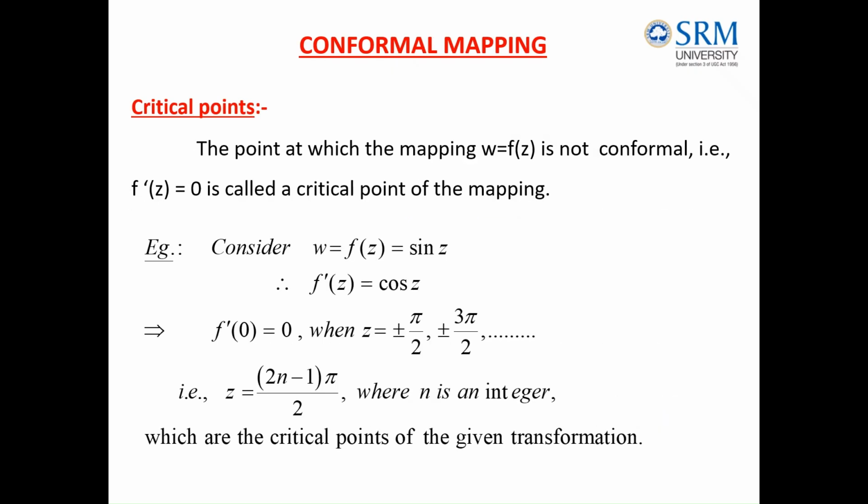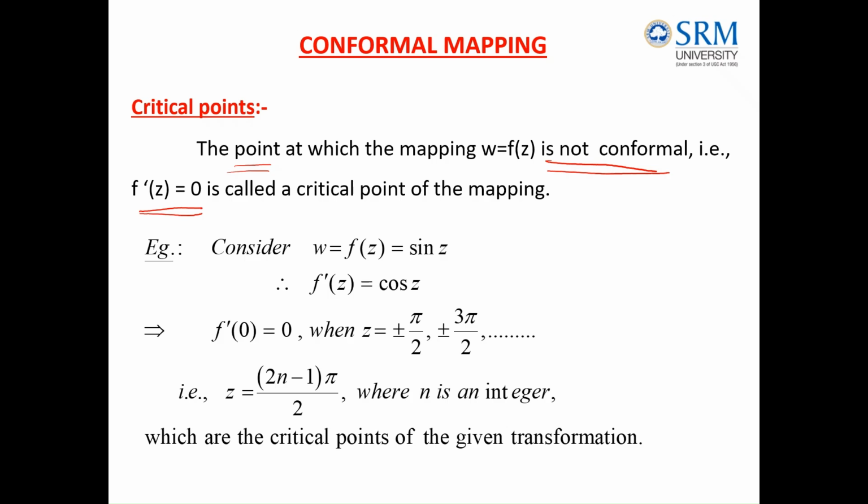Next comes the definition called the critical point. The points at which the mapping W equal to f of z is not conformal are called critical points. That is, the points where f dash of z equals 0 are called critical points.